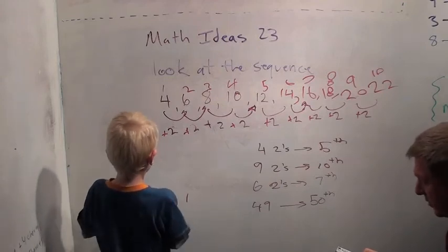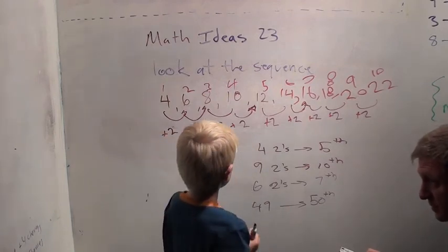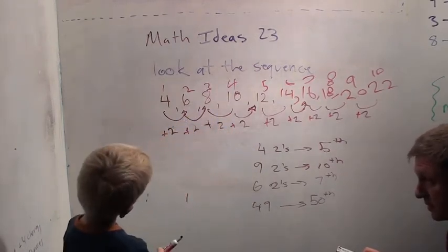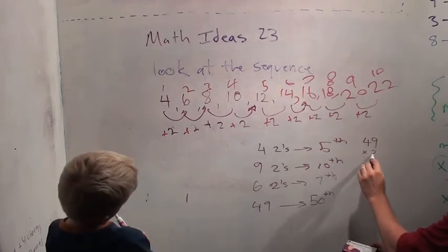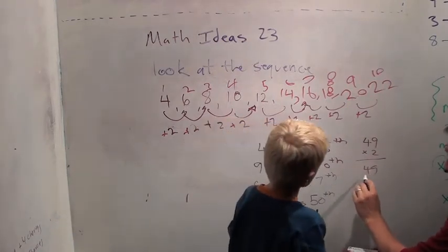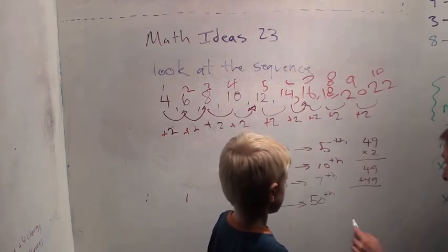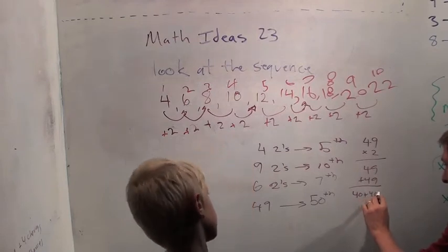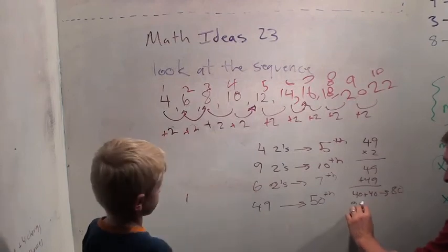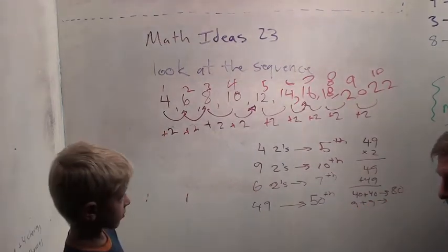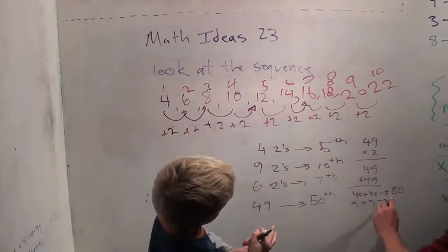Wow. So what do you think 49 2's add up to? It's going to be 49 times 2, which is 49 plus 49. We know how to do 49 plus 49, right? First we do 40 plus 40, which is 80. And 9 plus 9 is equal to 18.